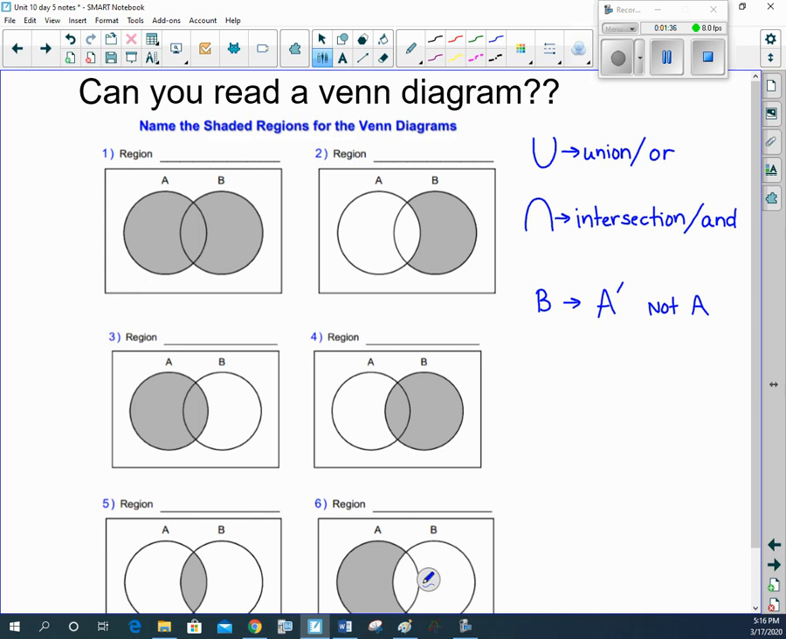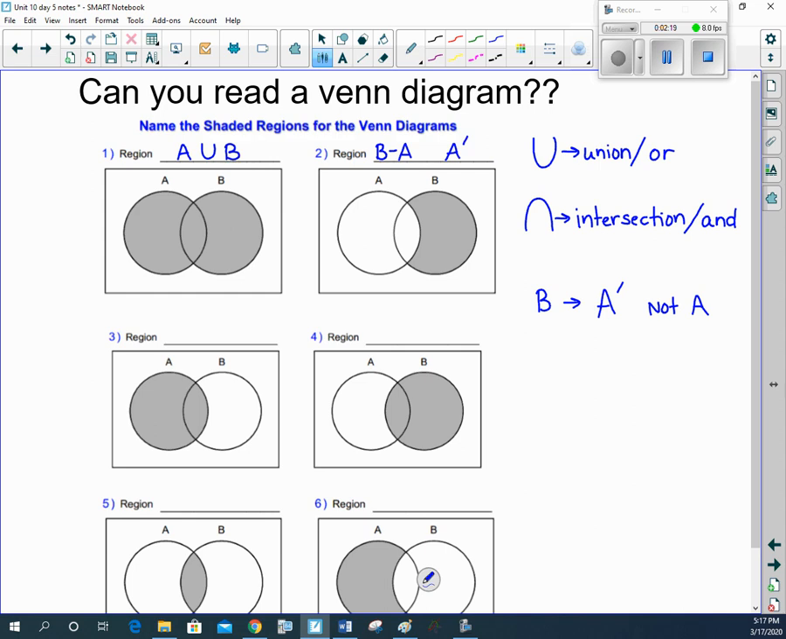So in this one, when we're talking about the shaded region, we've got circle A and circle B. They're both shaded, so that would be considered A union B. It's either in circle A or it's in circle B. The second one over here, circle B is mostly shaded, but we're taking out a little bit of A. This piece that's overlapping with A got taken out. So you could do that as B minus A.